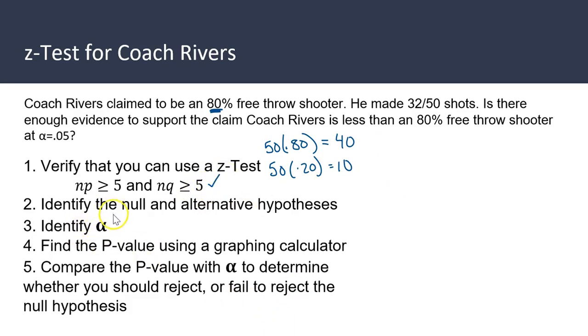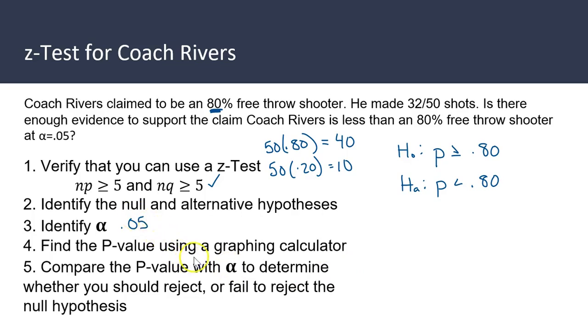Okay, identify the null and alternative hypothesis. All right, well, Coach Rivers claims he's an 80% free throw shooter. We think that he is less than an 80% free throw shooter. So our null hypothesis is going to be that p is greater than or equal to 0.8, right? That Coach Rivers is an 80% free throw shooter. And our alternative hypothesis is our claim that he is less than an 80% free throw shooter.